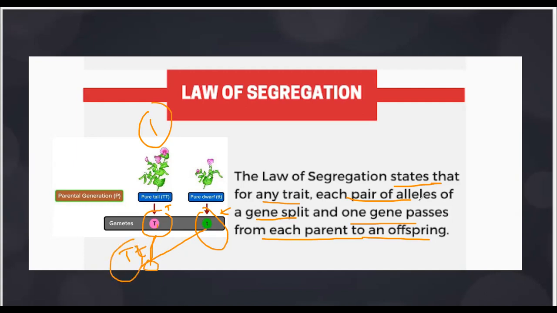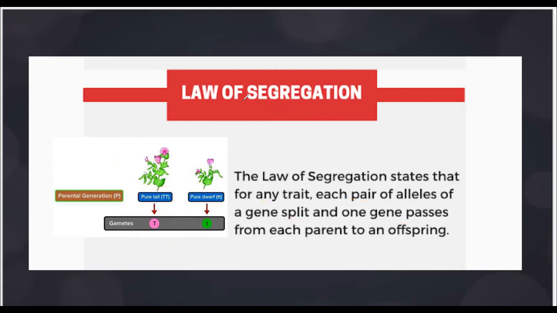Okay, like that. So the law of segregation basically tells you each pair of alleles of the gene will split. So if 2 capital T is the genotype of the parent, they will split up. They will form individual gametes. And then they can combine with any of the alleles of the other parent. This is what is given by the law of segregation.